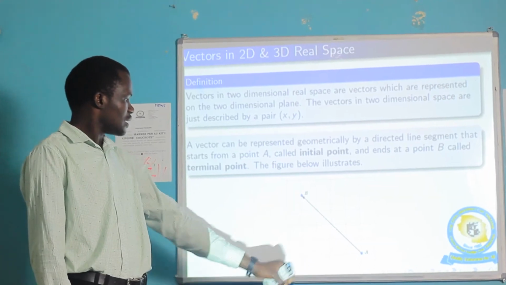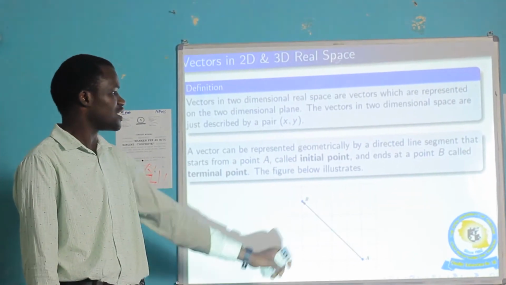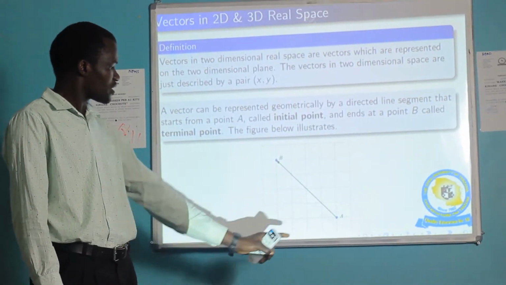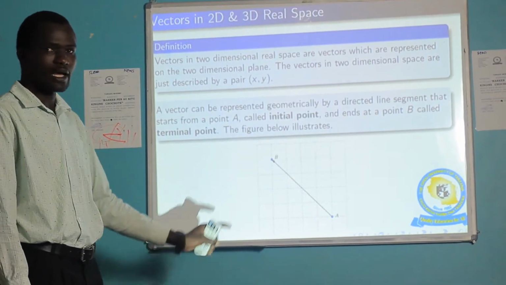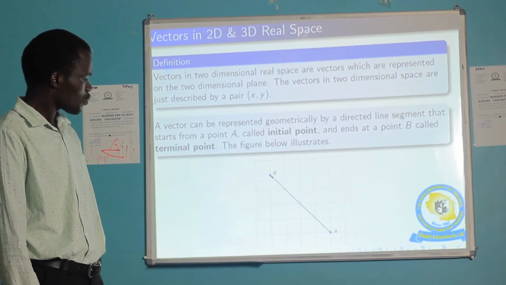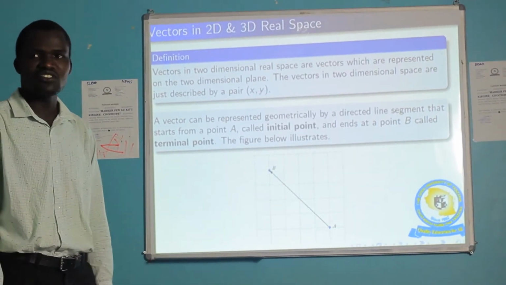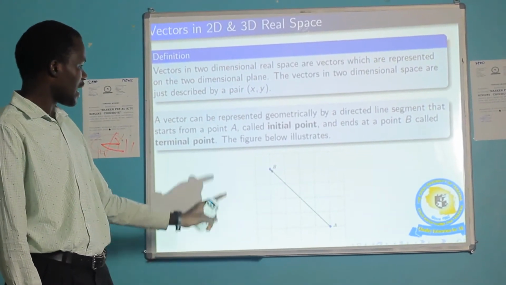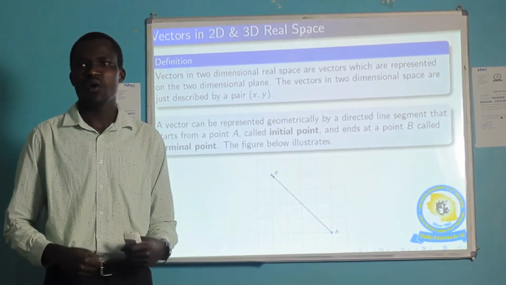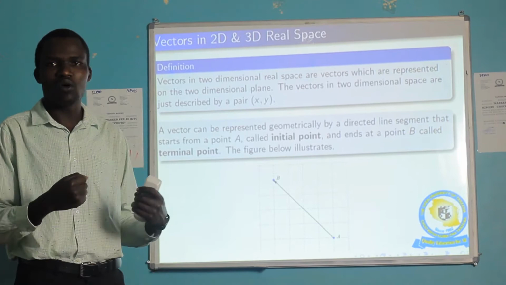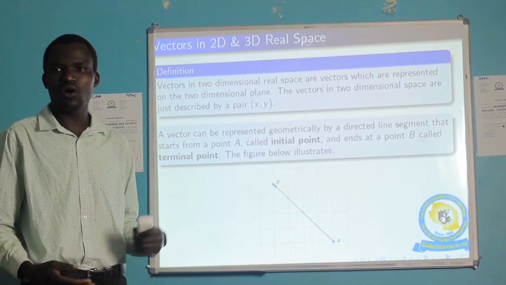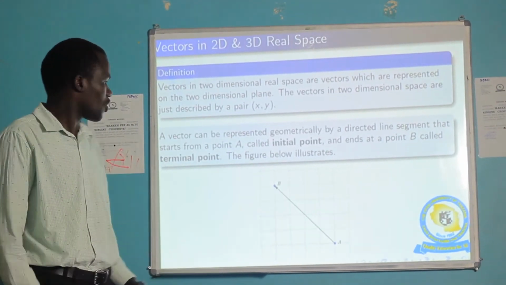So, for example, this is shown here geometrically. This is a vector starting from the initial point A to the terminal point B. The line from A to B shows the magnitude of the vector, and the arrow shows the direction. The direction can be shown mathematically either by an angle, or by the normal directions, east or west, north or south, and so on.